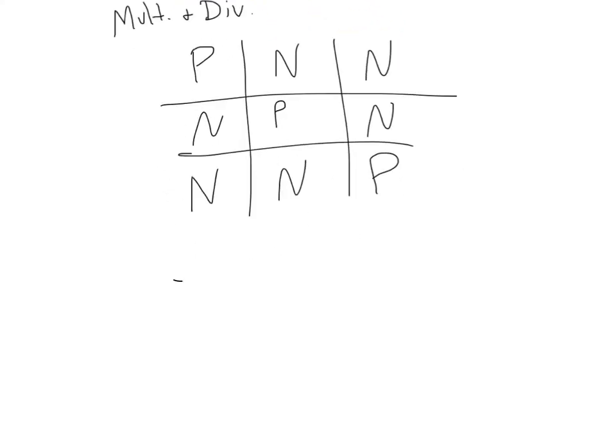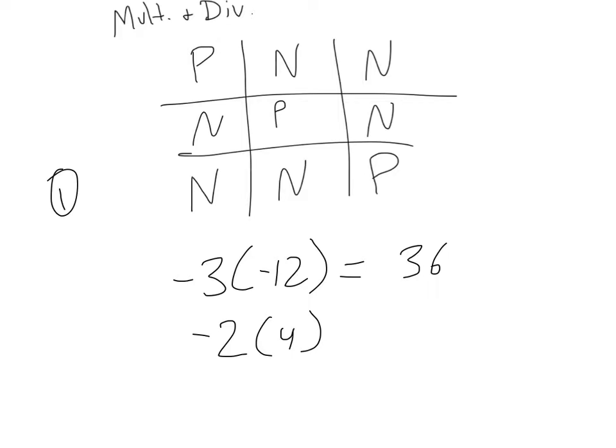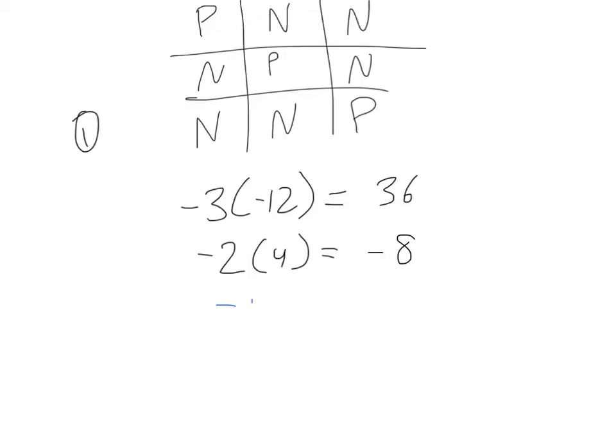For example, negative 3 times negative 12. Well, what would that be? You have a negative multiplied by a negative, and when I see a negative next to a negative, I know my answer is going to be positive. It's going to be positive 36. How about negative 2 times 4? Well, negative times a positive gets you a negative, so it's going to be negative 8. And how about negative 428 times 0? Well, of course, neither positive nor negative. The answer is just 0.